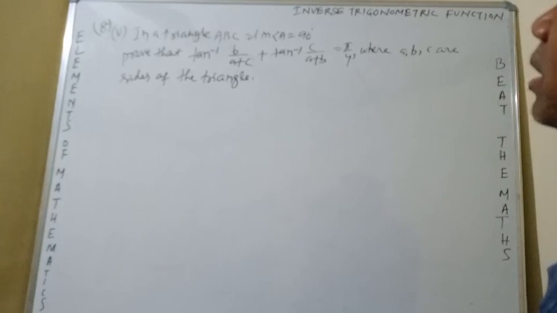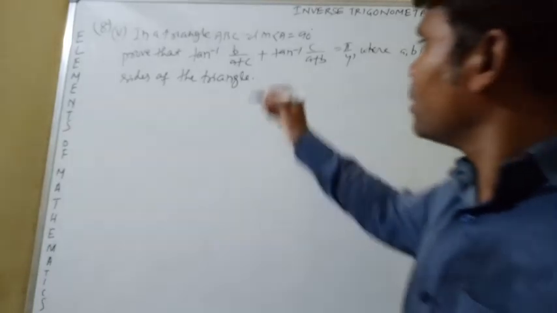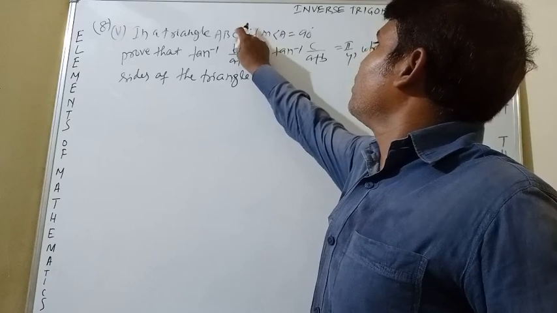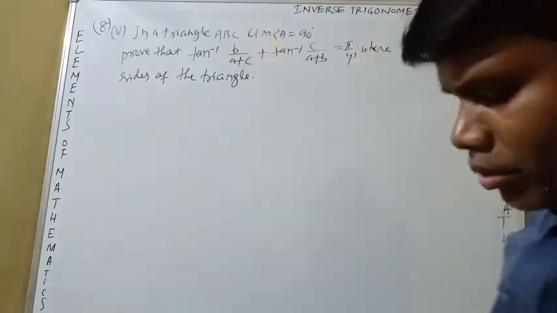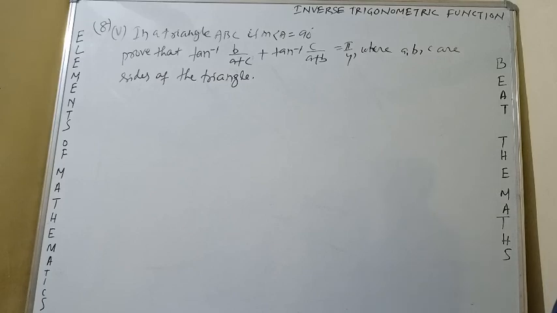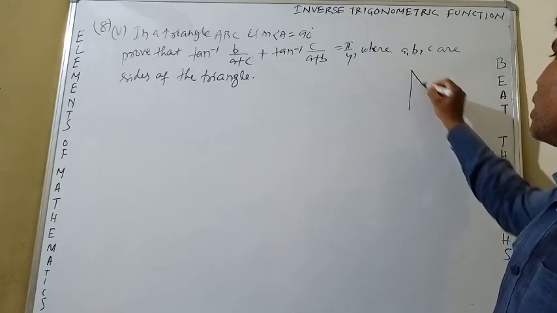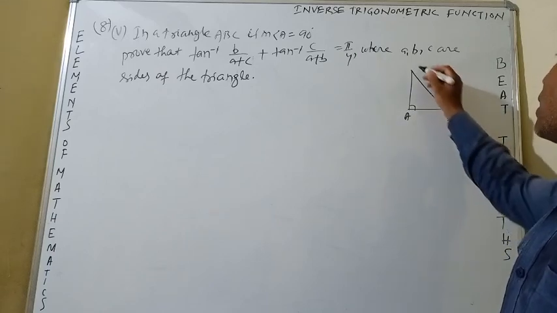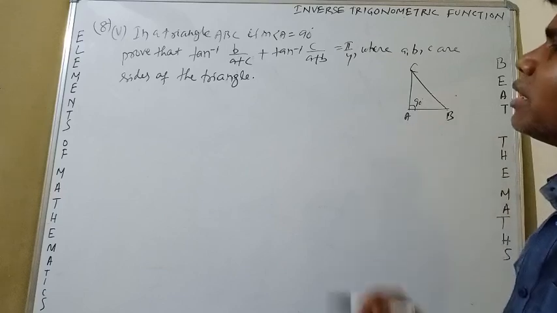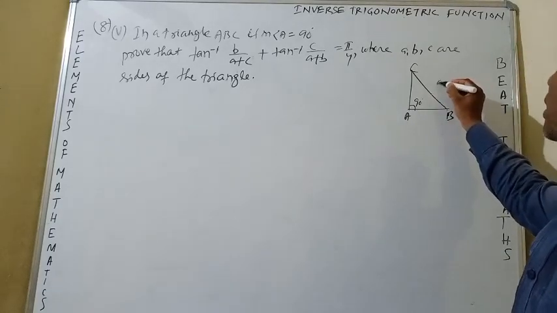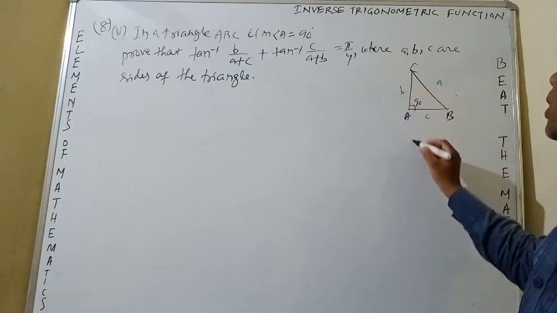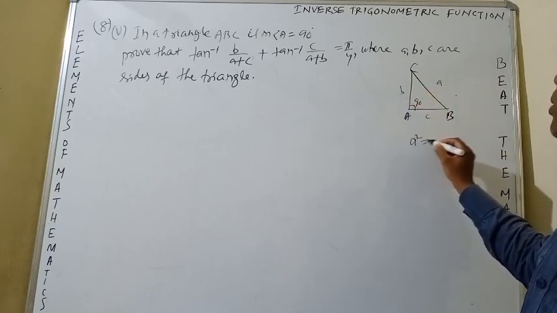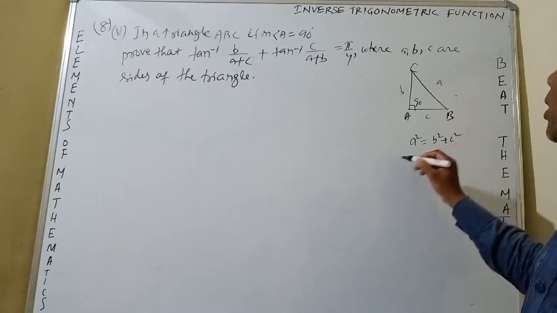In a triangle ABC, if angle A is equal to 90 degree, prove that tan inverse b by a plus c plus tan inverse c by a plus b is equal to pi by 4, where a, b, c are sides of the triangle. You see angle A is equal to 90 degree. This is 90 degree, this is angle A, and this is 90 degree given. This is small a, this is small c, this is small b, that is a square is equal to b square plus c square.